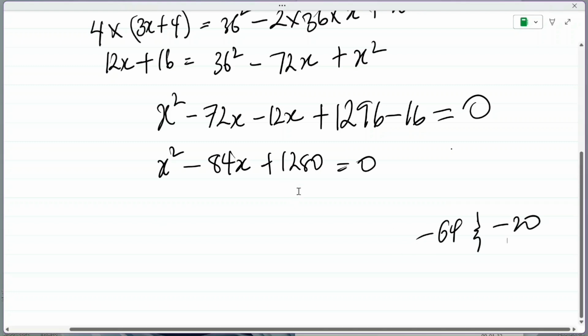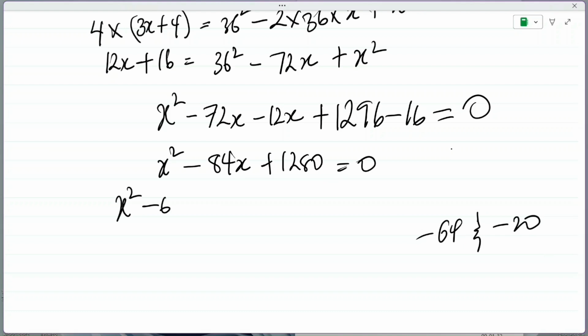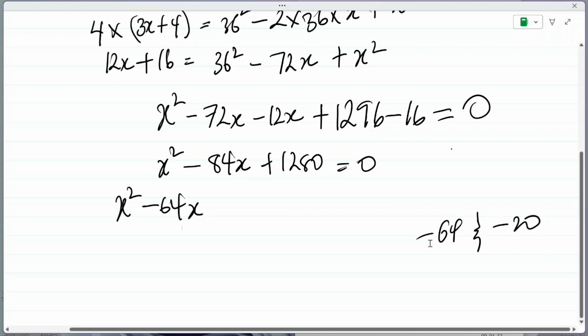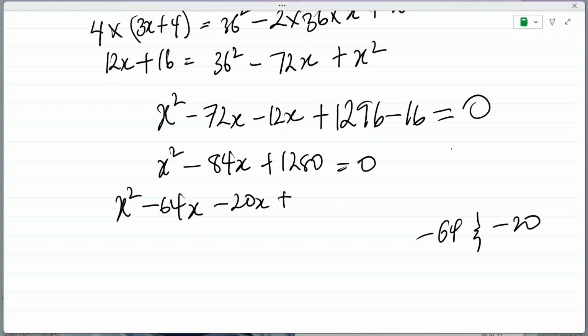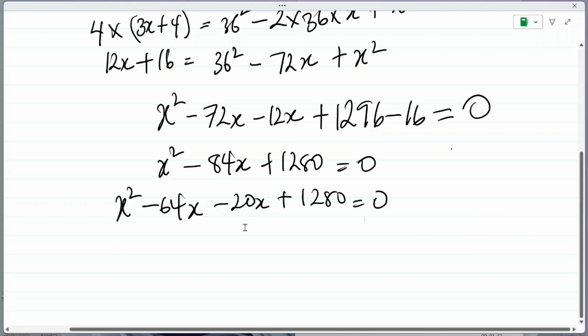Since we know the two numbers that you multiply together to give you plus 1280 are minus 64 times minus 20, and yet when you add them together you still get minus 84. So what we've done is we've broken down minus 84x into minus 64x and minus 20x using this 1280. So we have x squared minus 64x, you have to include x to this 64, and also this minus 20, minus 20x plus 1280 equals 0. We've broken it from 3 terms to 4. We have 4 of them here.